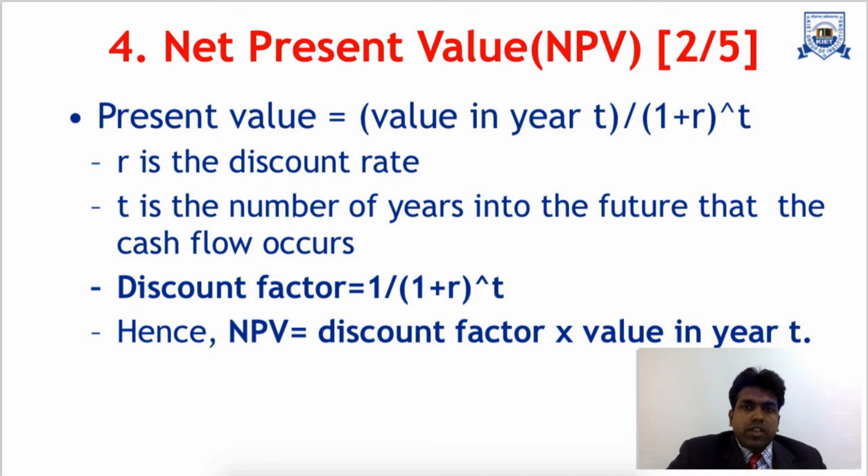And we can calculate this discount factor using this formula. It is 1 divided by (1 plus R) power T. So hence we can say that NPV, net present value, is equivalent to 1 by (1 plus R) power T, that is the discount factor, into value in year T. By this formula we can calculate NPV, which we'll see later.